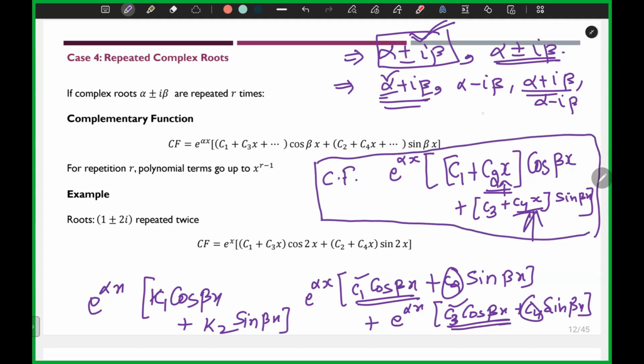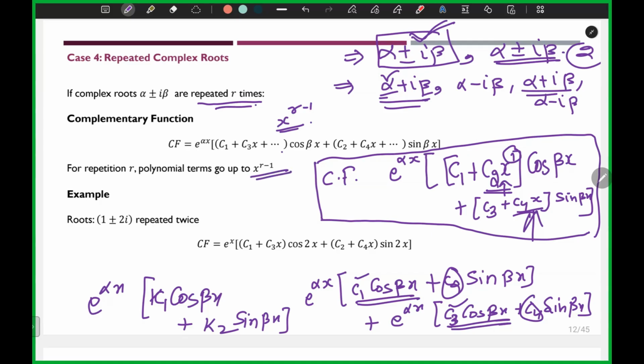So this time it is repeating two times. So we have the power, whatever the roots are. Here the roots are repeating r times, so the power will go till x to the power r minus 1. As here it is two times, the power is going only one time. So I think this part is clear to all of you.